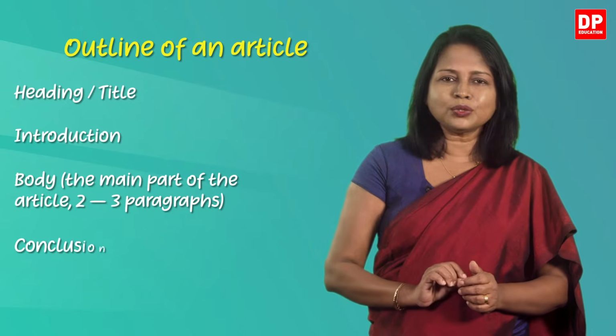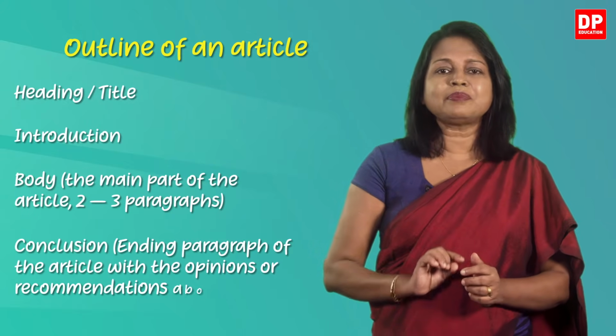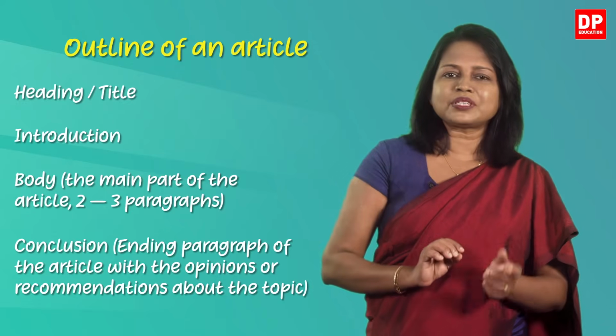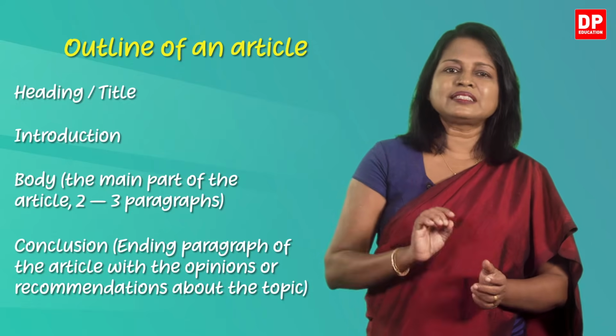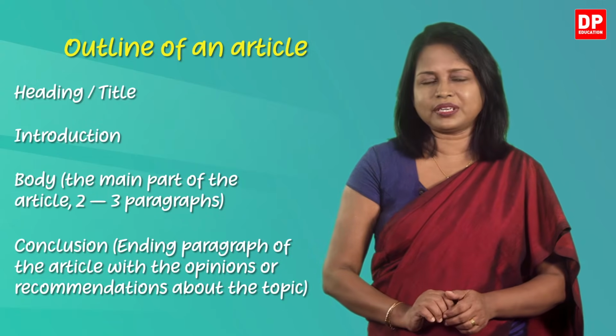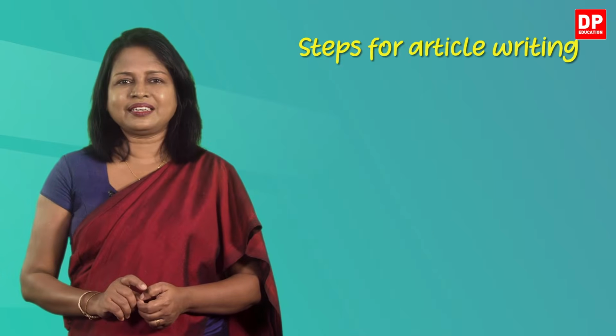Finally, you have the conclusion, which is the ending paragraph of the article. It usually sums up what you have written and contains the opinions or recommendations about the topic. Children, in order to write a good article, you have to follow certain steps. Let's see what they are.